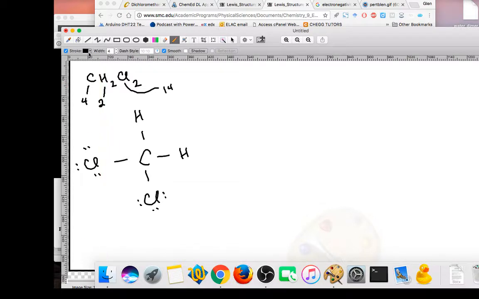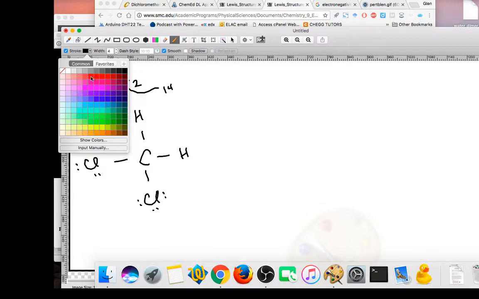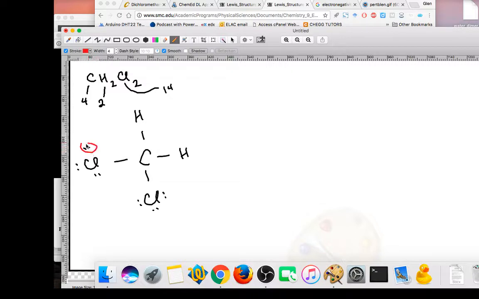So now I'll count the valence electrons to make sure that this is a correct model. 2, 4, 6, 8, 10, 12, 14, 16, 18, 20. Great. So this Lewis structure is correct, or is likely to be correct. Everyone is following the octet rule except for hydrogen, which cannot follow the octet rule because it is too small.